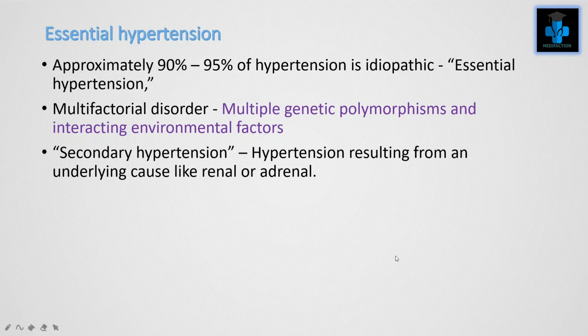Next, we have secondary hypertension. This is the hypertension resulting from an underlying cause like renal or adrenal abnormalities.